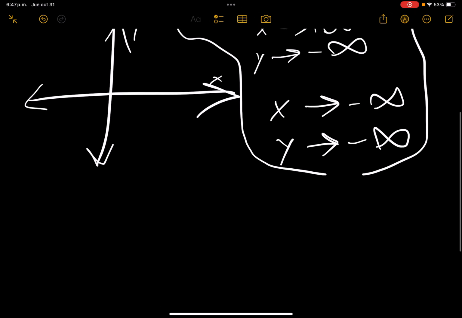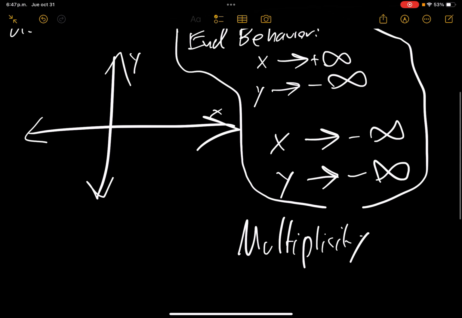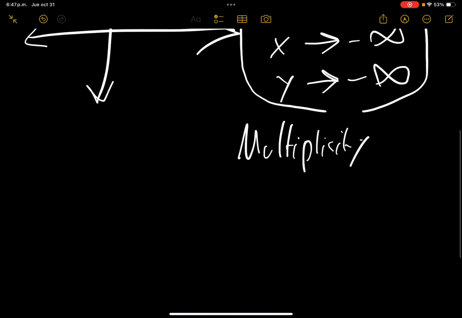All right. Now the last thing. Look for multiplicity. What does that mean? Multiplicity is the exponent on a factor, right?